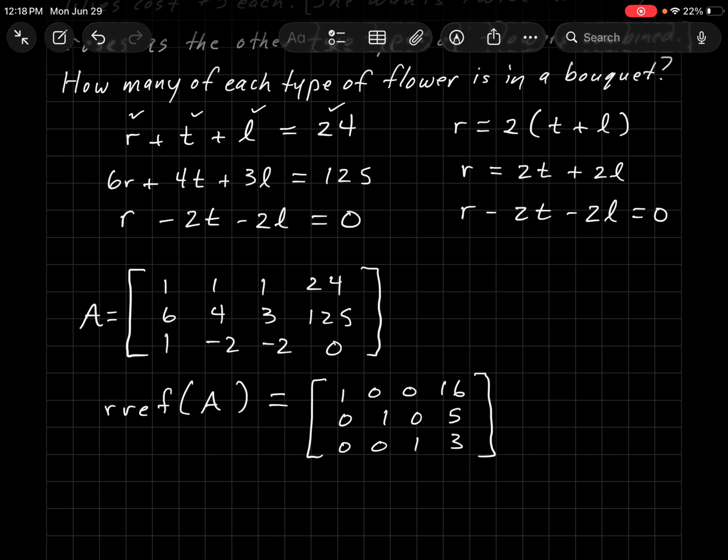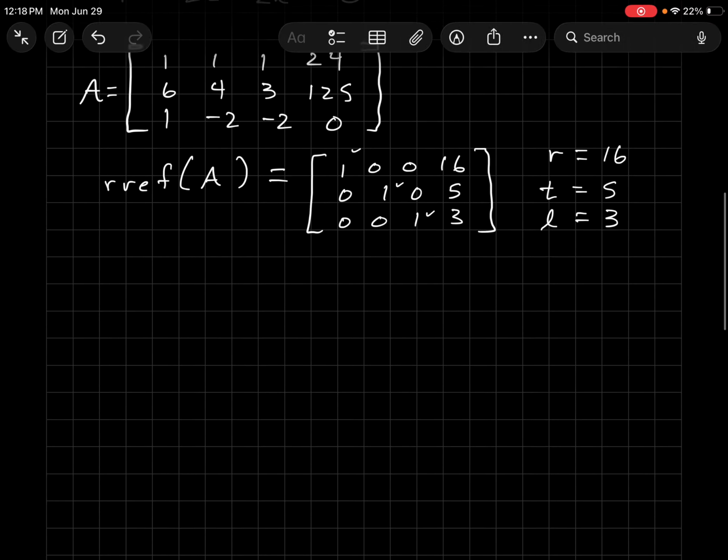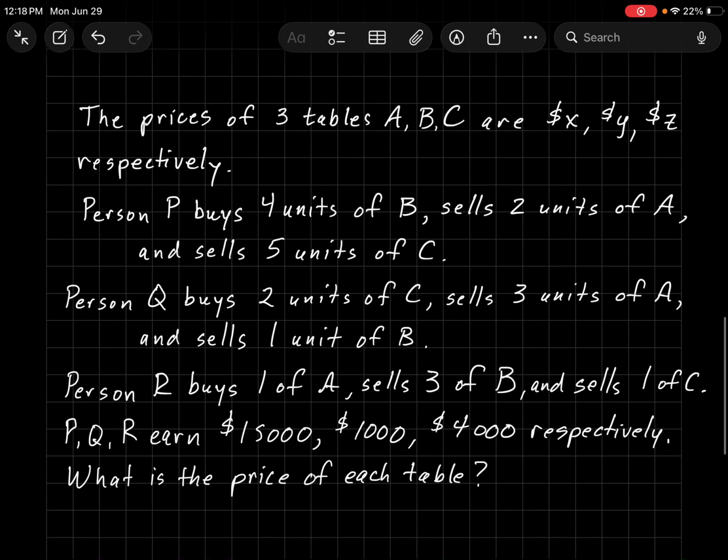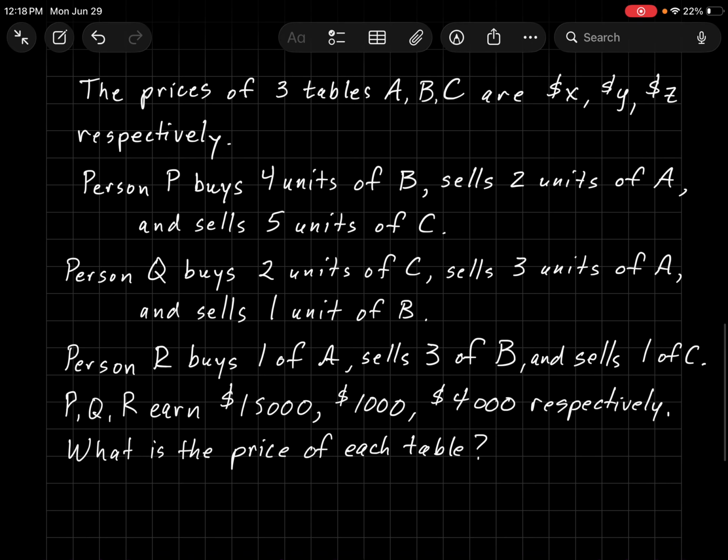Remember that I have roses first, so I have R equals 16. I have tulips in the second column, so tulips equals 5. And my third column is lilies, so I have lilies equals 3. Let's take a look at one more example. This one might be a little bit tricky, but we'll talk through it.